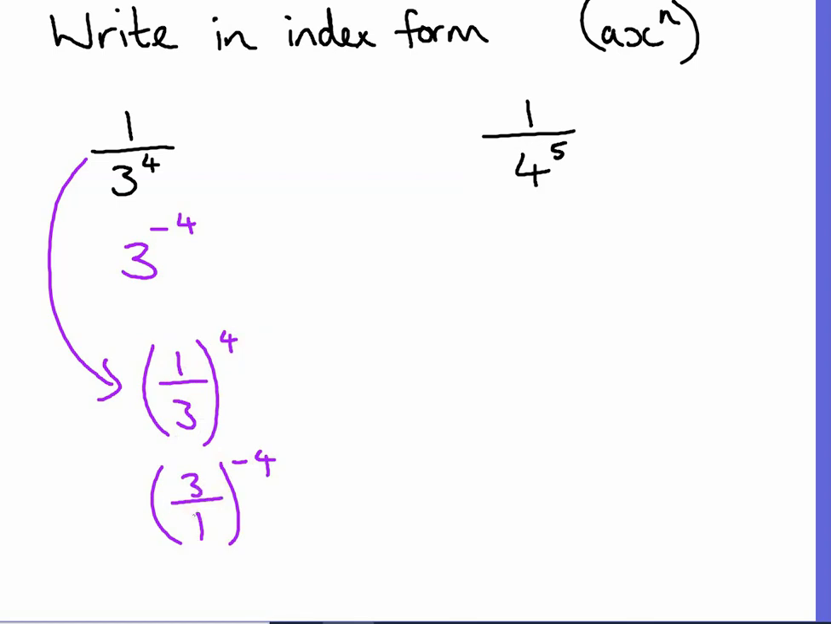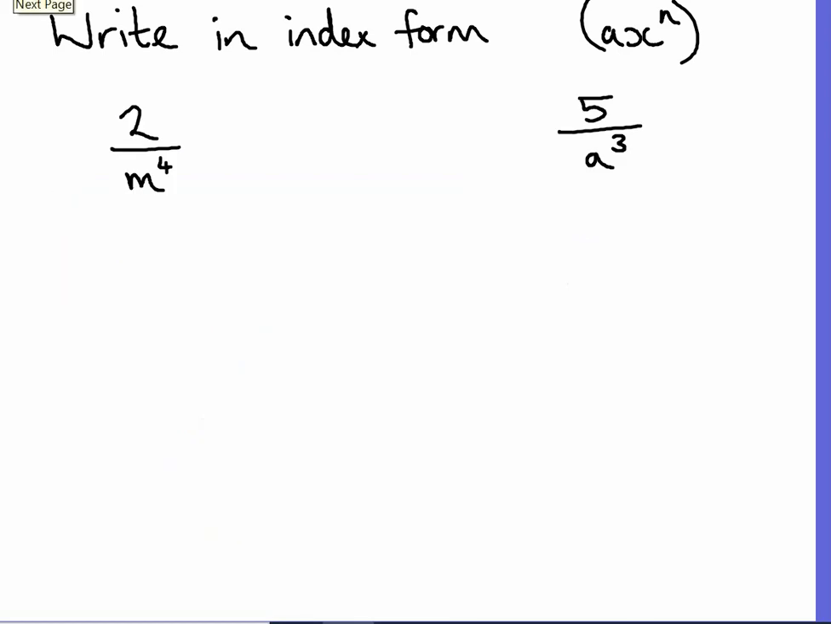But you wouldn't write the divide by 1. So this one is, for the same reason, 4 to the minus 5. So whenever I see a fraction with a power, automatically think negatives, and it's just a matter of time before you can get there. So write this one in index form. Now, this is a bit harder.